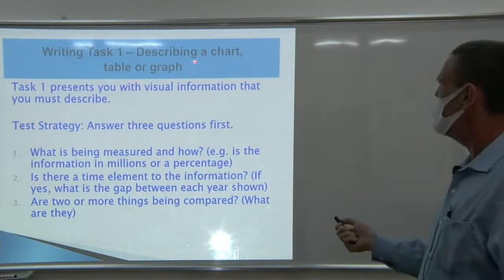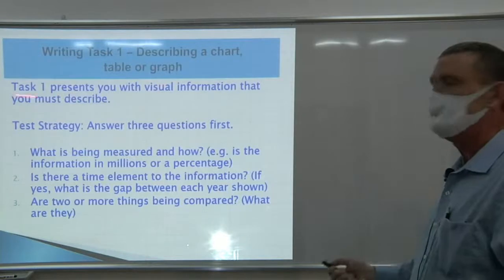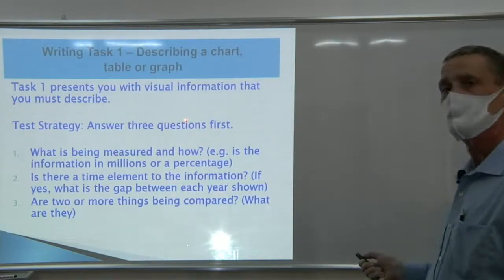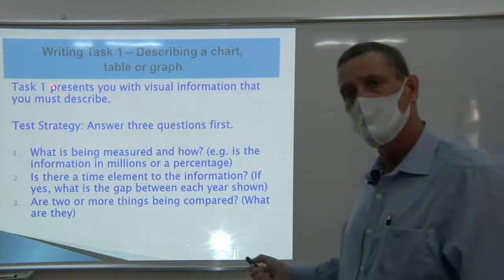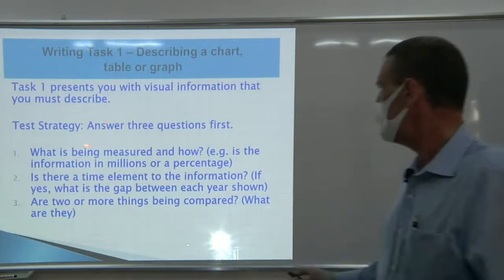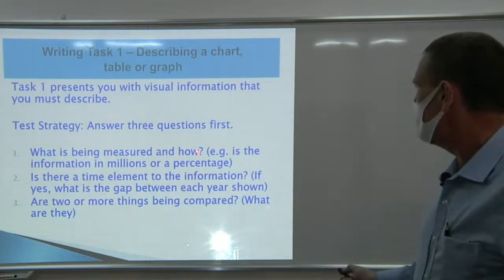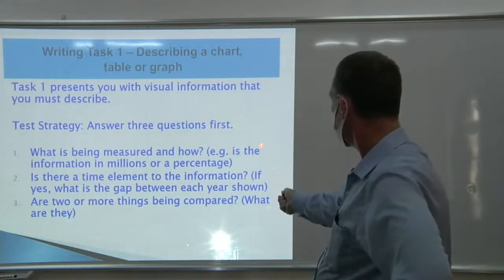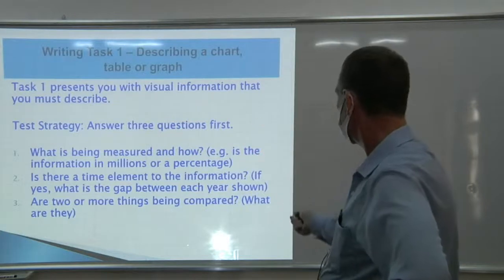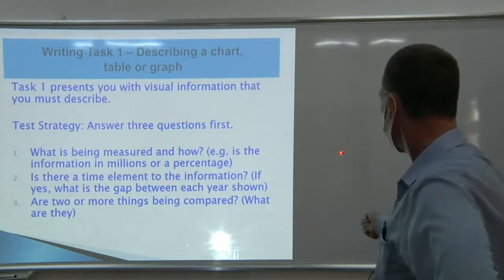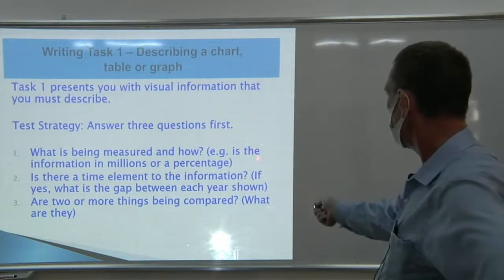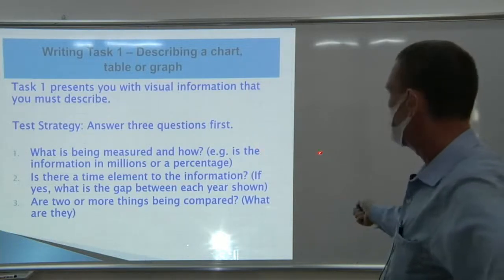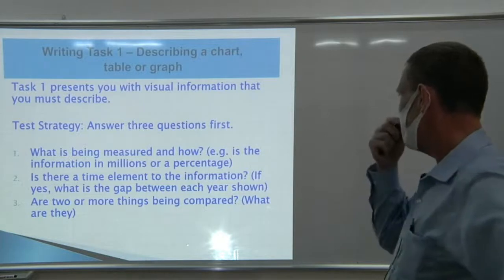When you're describing a chart, table, or graph, test strategy, answer 3 questions first. First thing you do when you look at the visual data, what is being measured and how? And you'll remember that on these charts, there'll be information on the left, maybe it'll be dollars and millions, and there'll be information at the bottom. So you have to make sure that you're reading what information they're giving us on both of these axes, up and down and side to side.